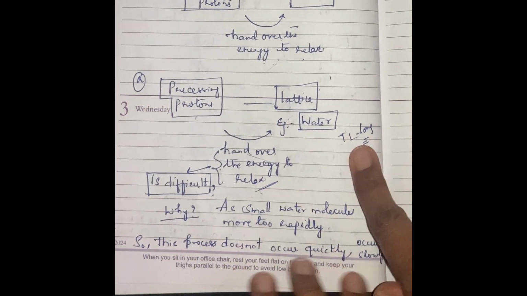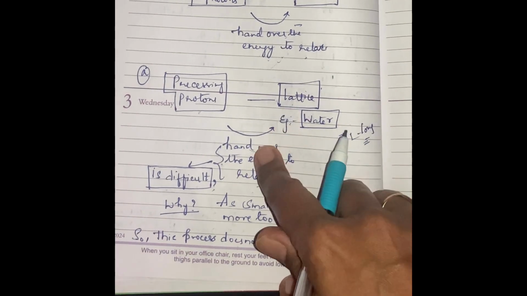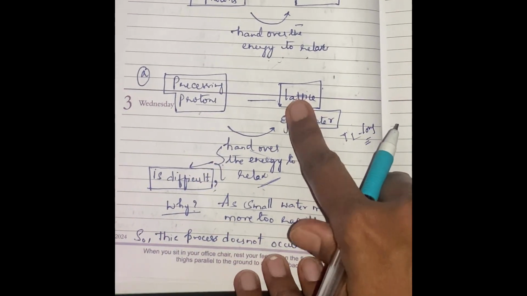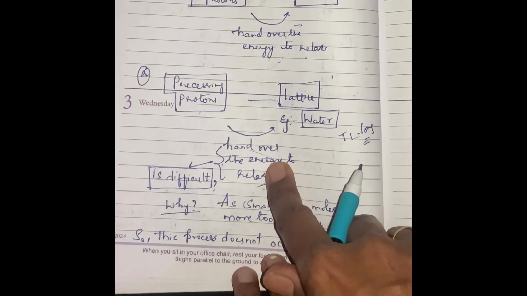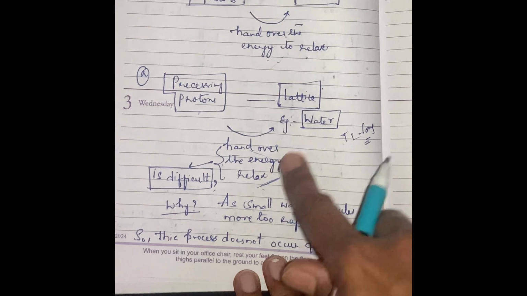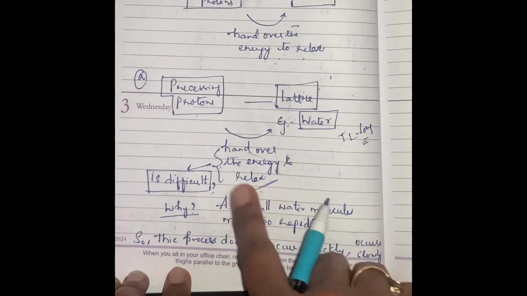T1 is long. Water has long T1. So this process occurs. It takes time for the protons to lose their energy and go back to the lower energy state. Why does this process take time to occur in water? It takes time to hand over the energy and relax.